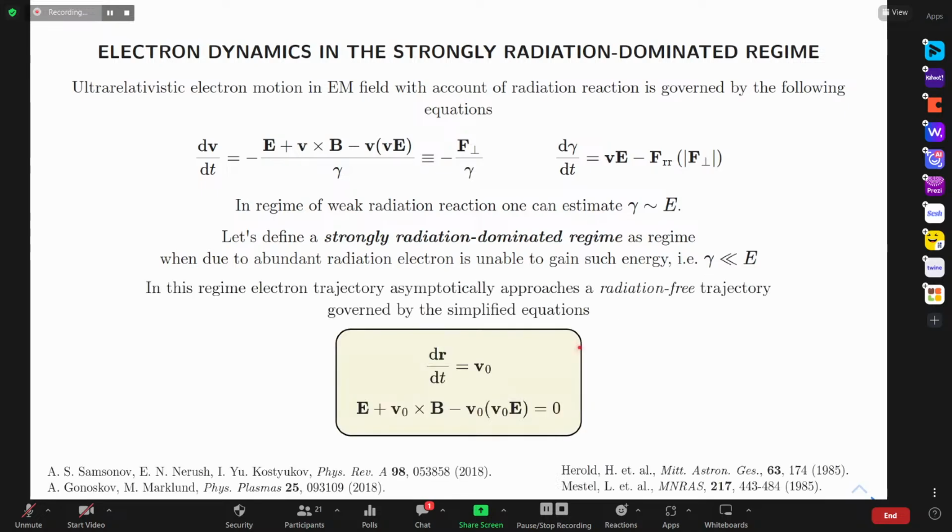It's been shown by several research groups, including ours, that in this regime electron dynamics can be greatly simplified, and electron trajectories attract to so-called asymptotic or radiation-free trajectories, which are described by the following simplified equations. Moving along this asymptotic trajectory, the electron basically does not experience any radiation friction. Quite surprisingly, the same behavior was reported in multiple astrophysical environments quite a long time ago. One of the major drawbacks of this approach is that in many field configurations, these equations simplify the problem so much that no useful information can actually be gained from solving them.